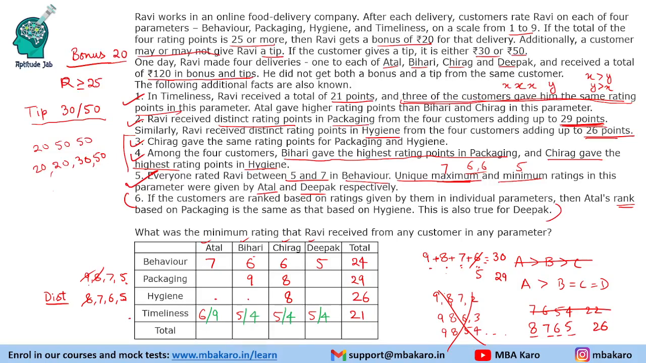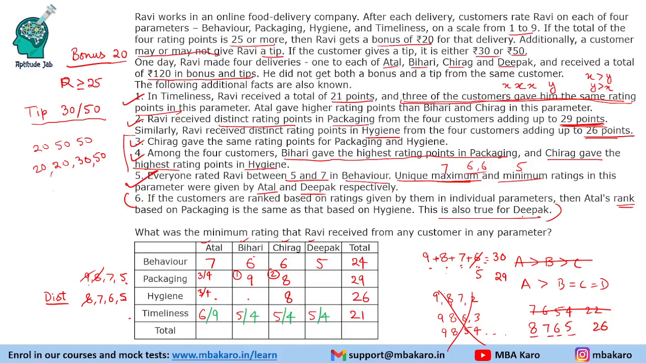So this statement says if the customers are ranked based on ratings given by them in individual parameters, then Atal's rank based on packaging is the same as that based on hygiene. Packaging, who is the first one? Bihari is the first one. Chirag is second. So Atal will be either third or fourth, right? And his rank in packaging is the same as in hygiene. So in hygiene also he should be third or fourth.